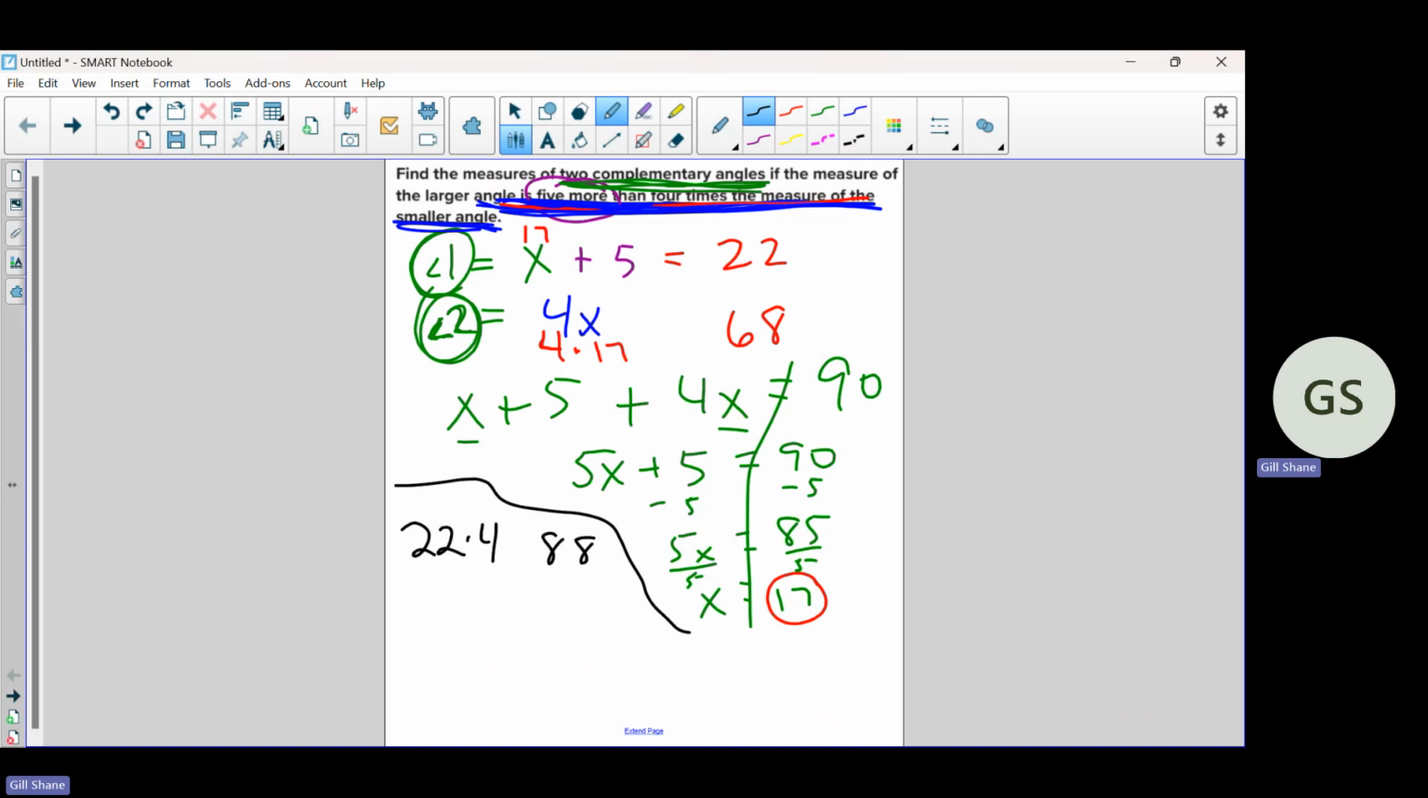So we then read the rest of it, actually it's before that. So it's saying the larger angle is 5 more. So the larger angle is 68. So it says the larger angle is 5 more than 4 times the smaller angle.